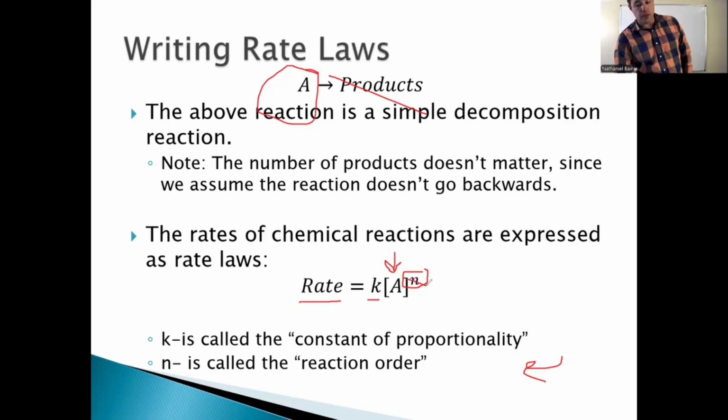Now, I actually don't like to use an N. Some textbooks use an N, an M, and an O. The problem with O is O looks like 0, right? And one of the possible orders you could have would be 0. So I actually like to do X, Y, Z. I recommend doing X, Y, and Z for your reaction orders.